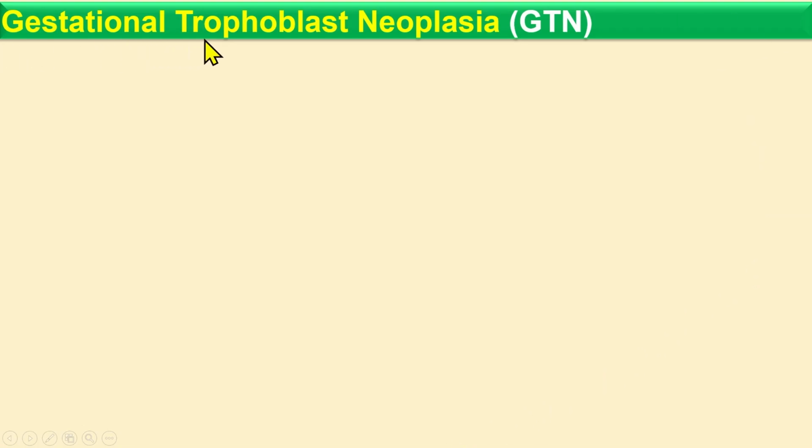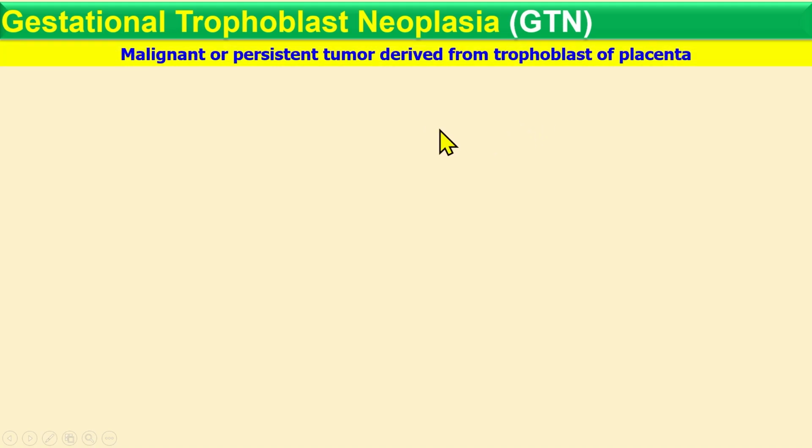Let's come to gestational trophoblastic neoplasia. These are all the other molar pregnancies except the hydatidiform mole, or you can say the complete and partial mole. Other conditions like invasive moles and the malignancy choriocarcinoma are under the category of gestational trophoblastic neoplasia. These are malignant persistent tumors derived from the trophoblast of the placenta.